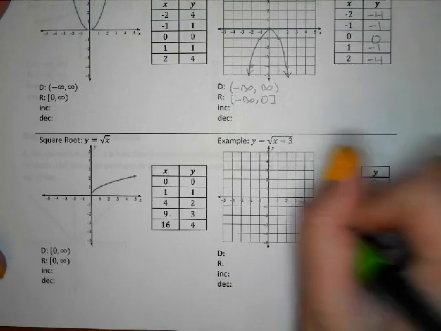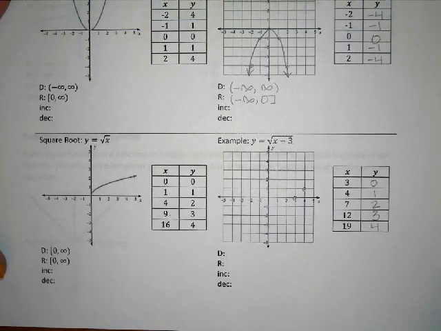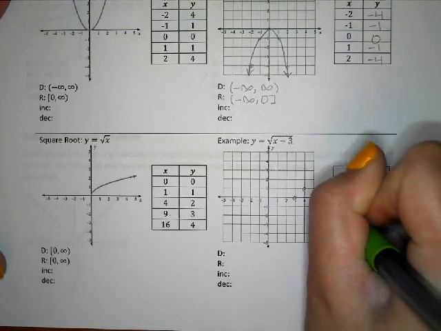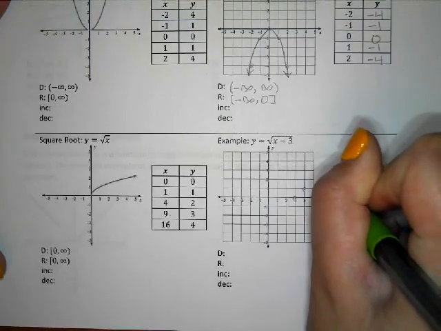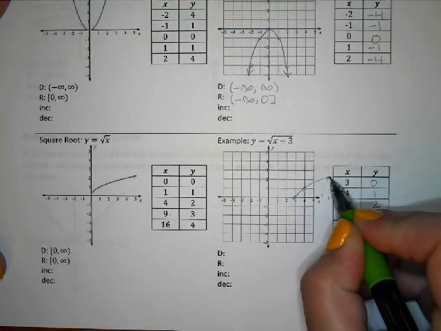So I have 3, 0, 4, 1, and 7, 2 would be over here. I'm just going to graph it even though it's off the graph just so I can see a little bit more. So it looks like this.